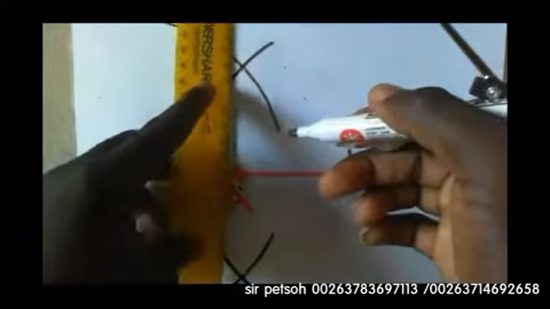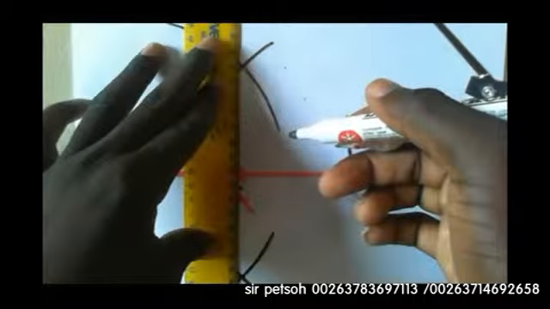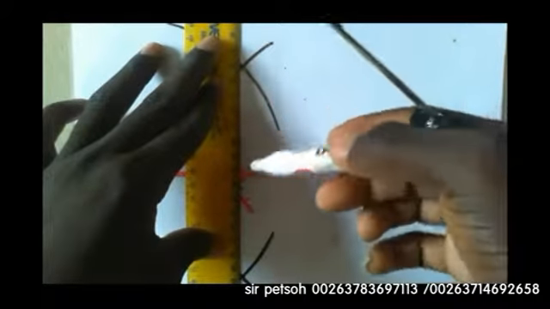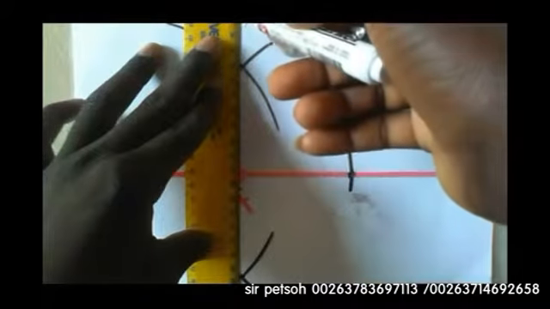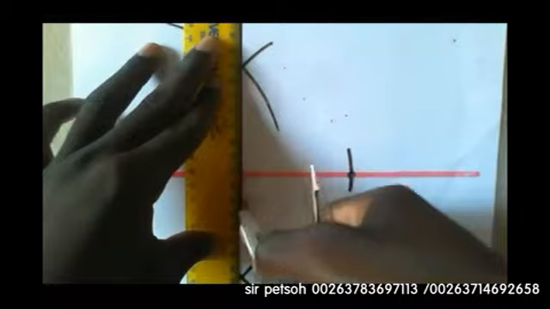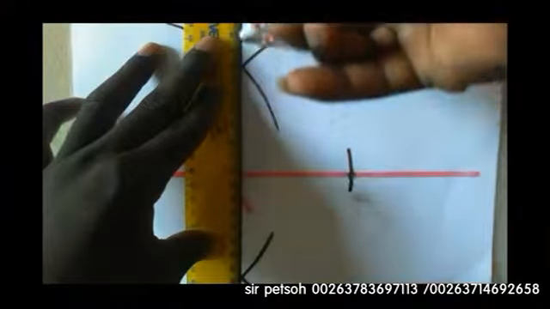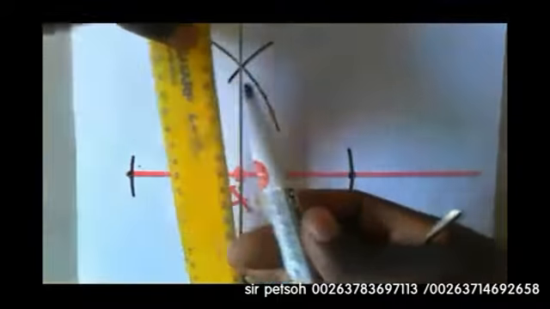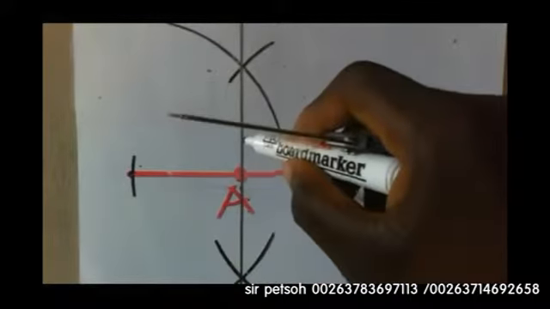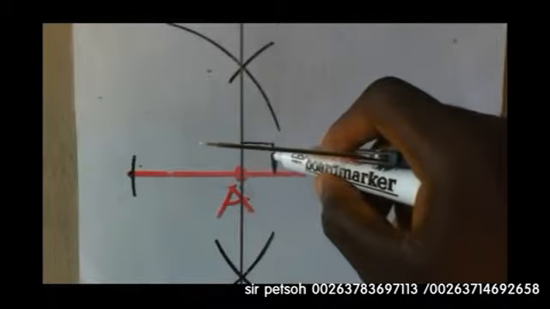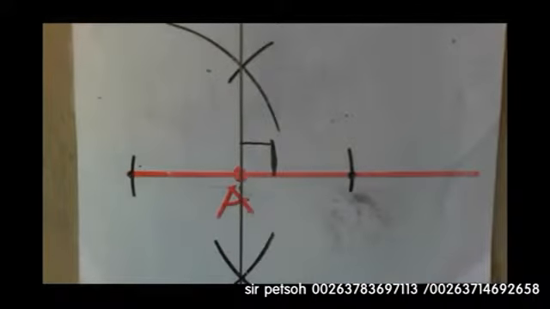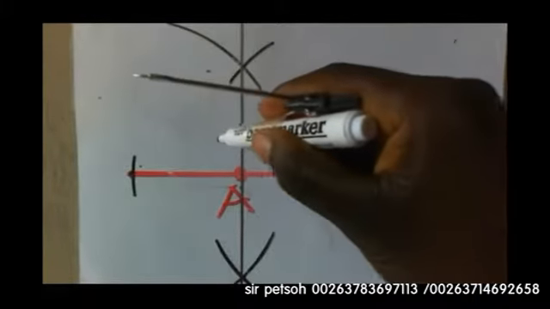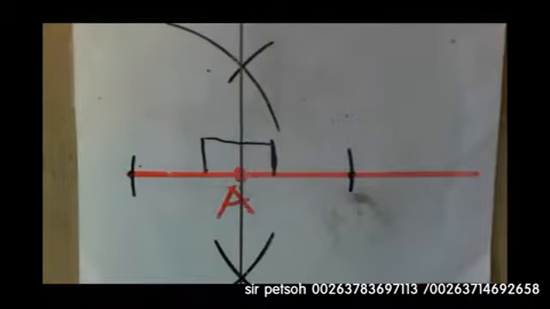Then join the intersection of two arcs above that line and the intersection of two arcs below that line. Your line should pass through the point A, which is the center. This is 90 degrees at point A. If you measure this angle, you come up with 90 degrees. This is how we construct an angle of 90 degrees, either to the right side or to the left side. We have 90 degrees to the right, and also to the left side you come up with 90 degrees.